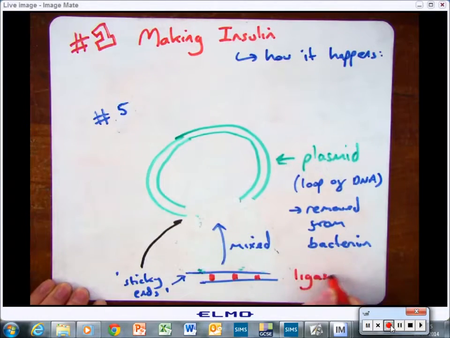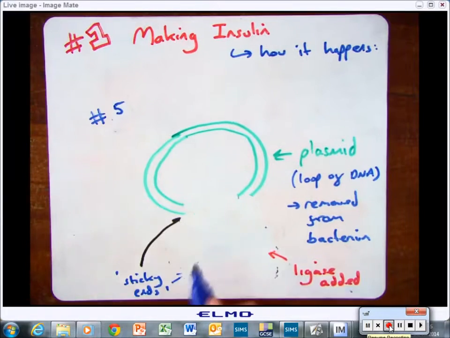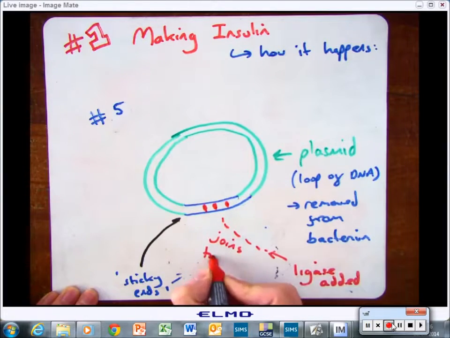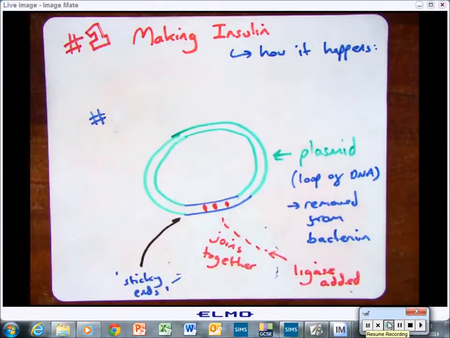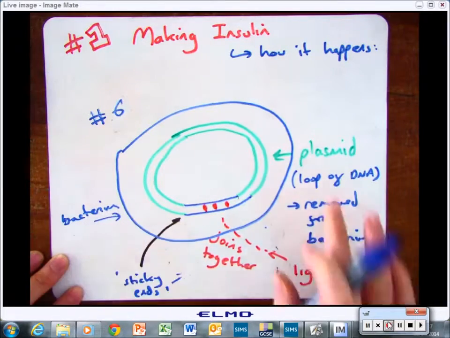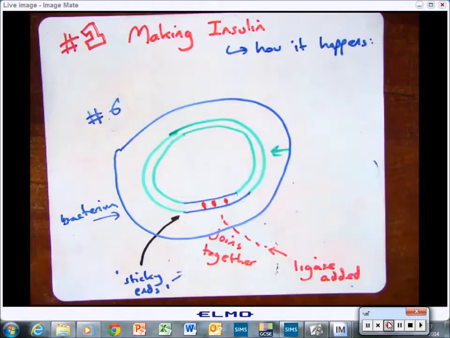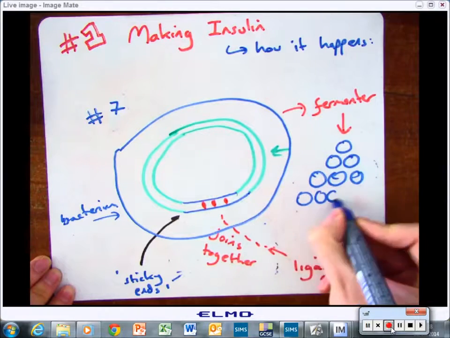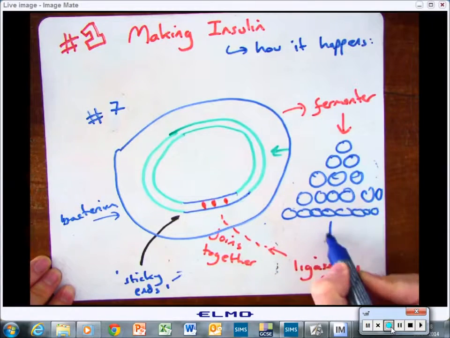And then they'll need to add an enzyme to it to join them together, and this enzyme is called ligase. This joins the sticky ends together and produces recombinant DNA, so two different bits of DNA stuck together. They'll then take this recombinant DNA and insert it into a bacterium. The modified bacterium then is grown in a fermenter, as you've seen in the biotechnology video, and you can end up with millions of bacteria that all produce insulin for people with diabetes.